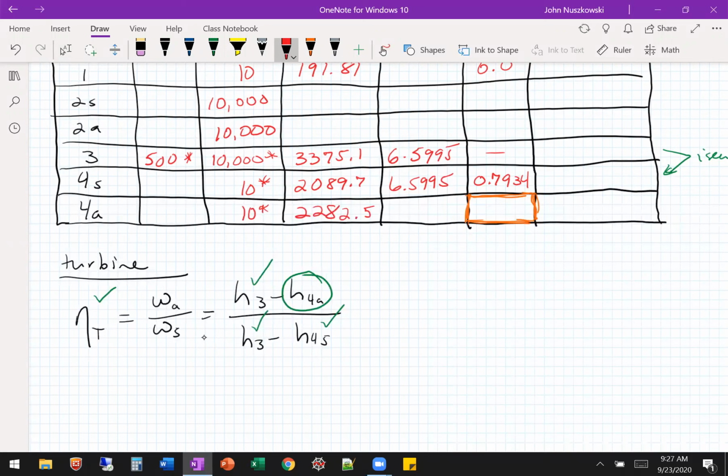So we get 2282.5, and now we have two independent intensive properties at state 4 actual. Our state is fixed. That means we can use that to get our quality. So we get 0.874. Okay. Any questions on that?